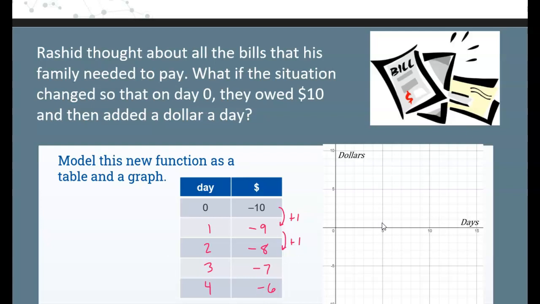We can graph these points. 0, -10 is down here. Then 1, -9. 2, -8. 3, -7. 4, -6, and it looks like this pattern is going to continue as a straight line.